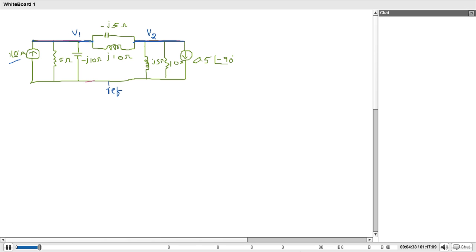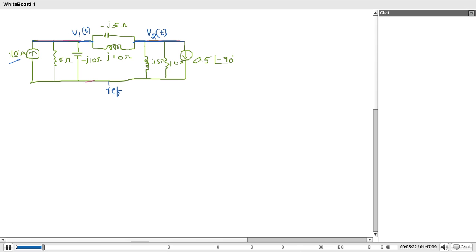You have to calculate, by applying nodal analysis, the time domain node voltages V1 of t and V2 of t. Since it is an AC circuit, a time domain circuit, as the time changes, V1 of t and V2 of t also change. Whereas in all the previous circuits, which were DC circuits, the voltages and currents were constant with respect to time. But here that is not the case.